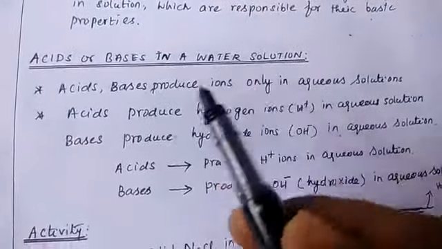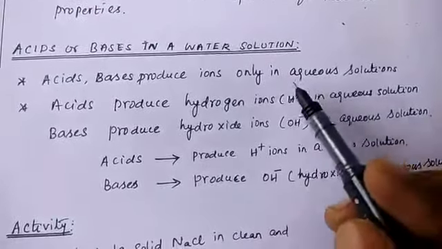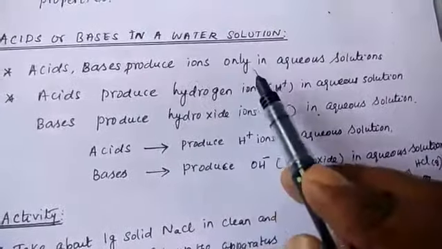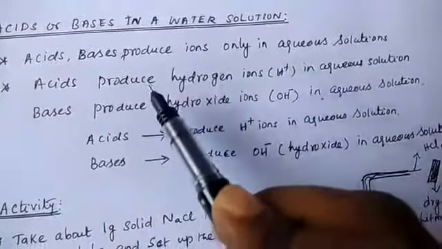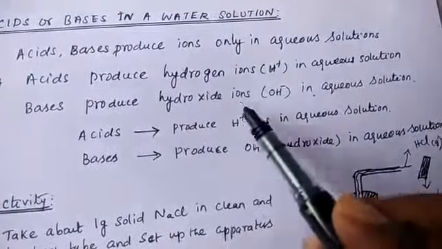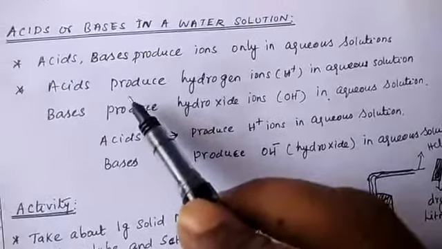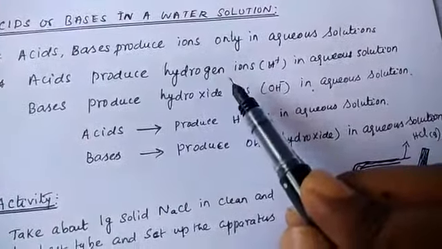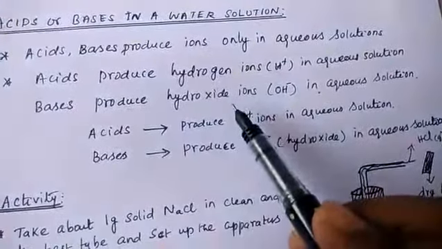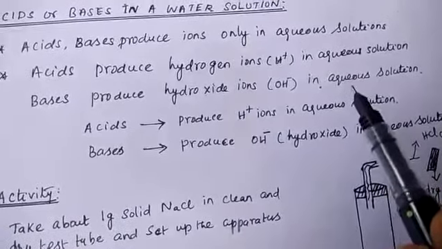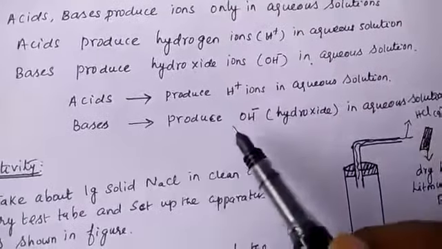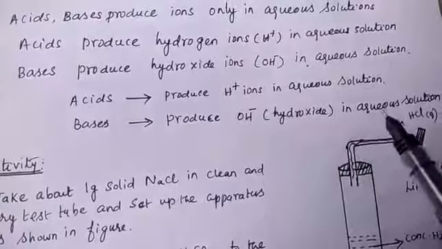Acids and bases produce ions only in aqueous solution. Note: generally when acid is dissolved in water, that is an aqueous solution, it produces ions, and the same for base. Acid produces hydrogen ion in aqueous solution, base produces hydroxide ion in aqueous solution. What is the name of H plus ion? Proton. Base produces hydroxide ion, that is OH minus ion, dissolved in aqueous solution, that is water. Acids produce H plus ion in aqueous solution. Bases produce OH minus ion, hydroxide ion, in aqueous solution.